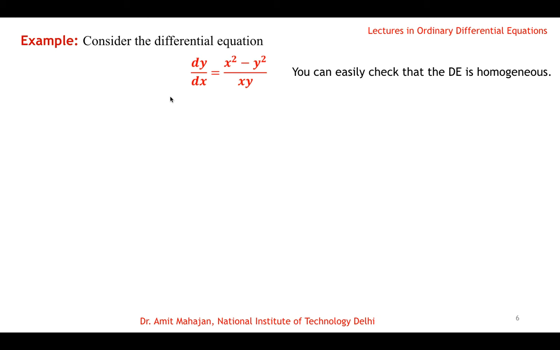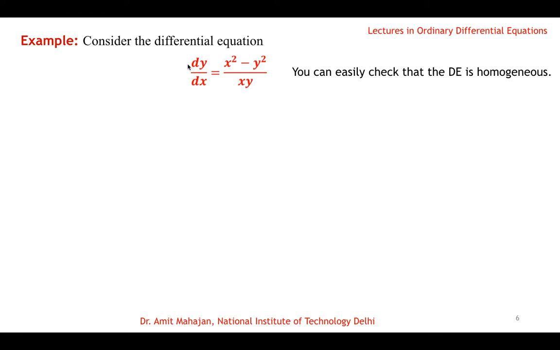Say for example, consider the differential equation dy by dx is equal to x square minus y square over xy. You can check that this differential equation is homogeneous. The left hand side is dy by dx, first order first degree. On the right hand side, the numerator is function f, the denominator is function g. The numerator is x square minus y square, each term is of degree 2, so f is a homogeneous function of degree 2. The denominator is x power 1 y power 1 product, so the total degree is 2, so g function xy is also homogeneous of degree 2. So numerator is degree 2, denominator is degree 2, that means this is a homogeneous differential equation.